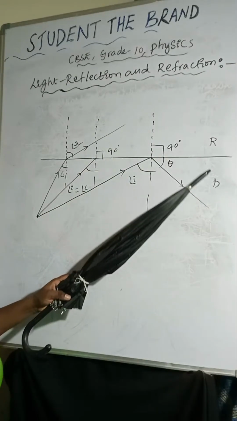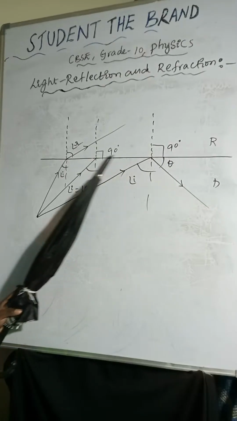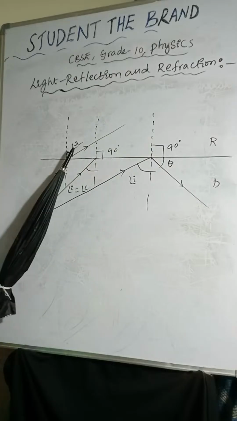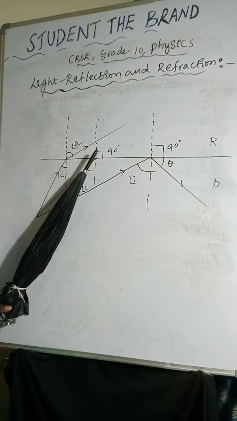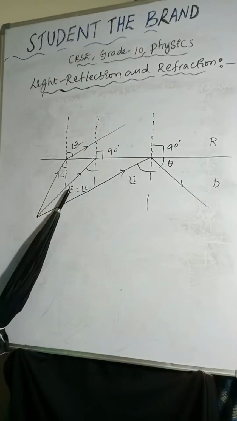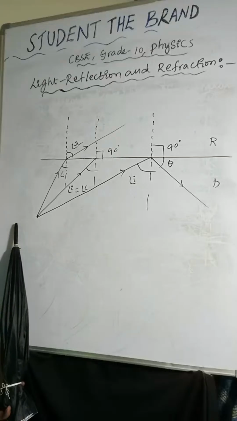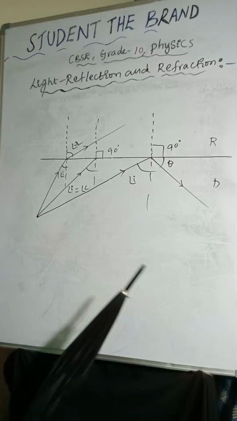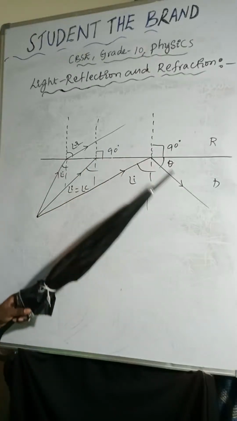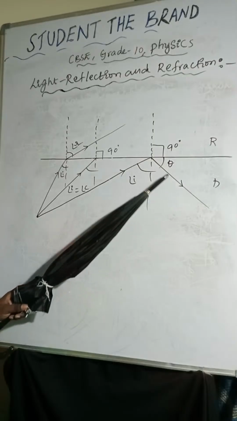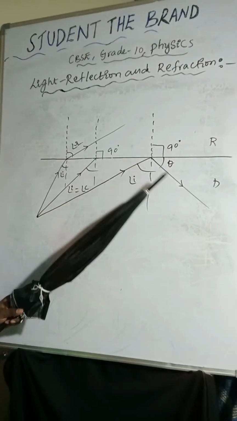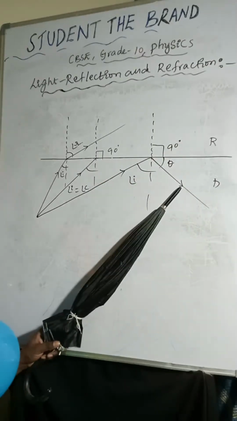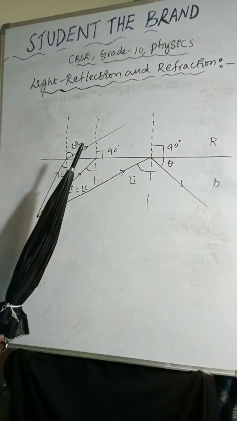So this is the interface between the rarer medium and the denser medium. This refracted ray passes along the interface, making 90 degrees with the normal line. Then this angle is called the critical angle. So this is the source, and the light ray is coming from here. After this, you can observe it is making more than 90 degrees, so the refracted ray is reflected back into the same medium, the denser medium. Incident ray and reflected ray are both in the same denser medium.